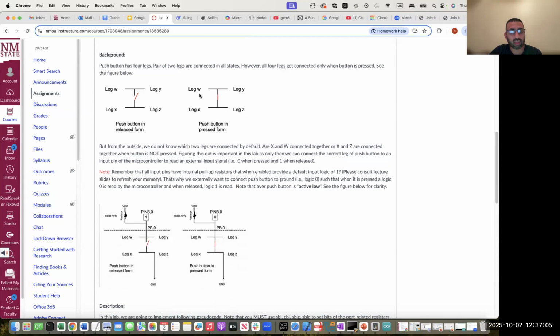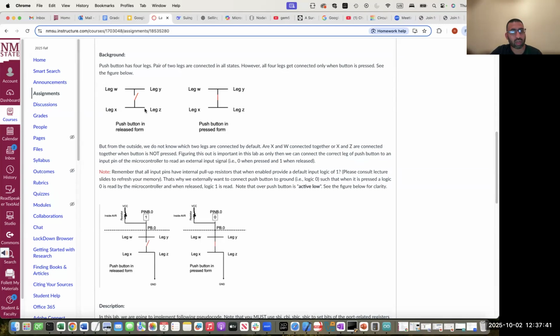But the thing is, this is just understanding. When we look at the push button, we don't know which of the 4 legs make a pair. For example, when I look at the push button, we don't know which pins are leg X and leg Z, and which two pins are leg W and leg Y, right? But we need to understand that because it is important. Why is it important? Because we want to connect our push button in the right way with our pin on the microcontroller.